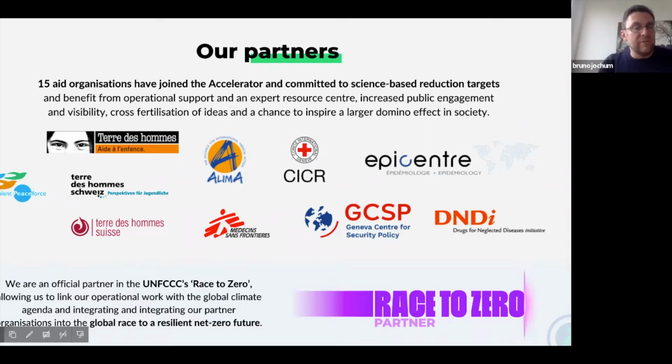We're also an official partner of the United Nations Framework Convention on Climate Change, notably through the Race to Zero campaign, which aims at mobilizing different sectors of society towards a global race to a resilient net zero future.